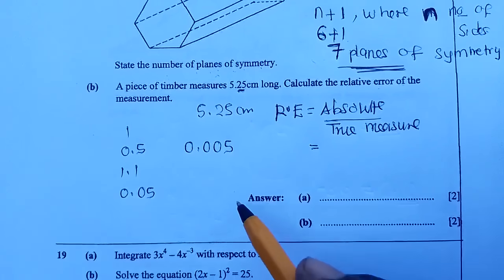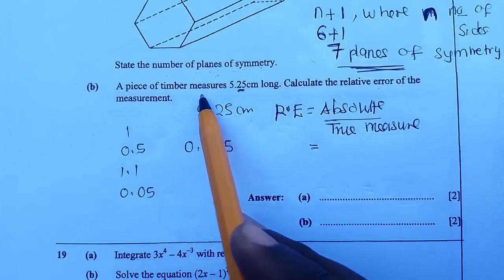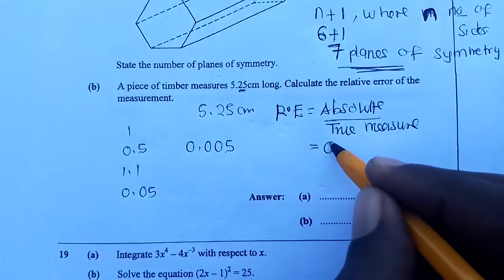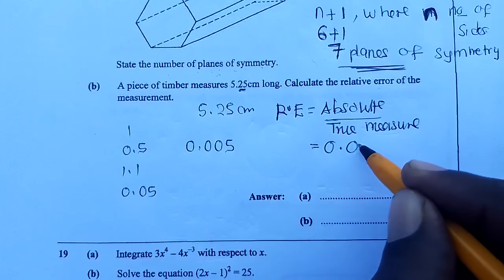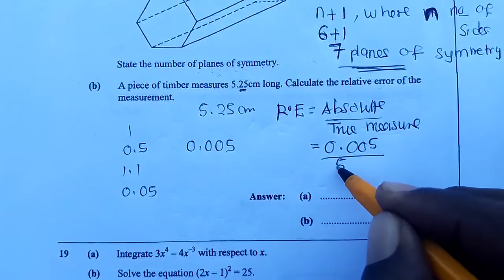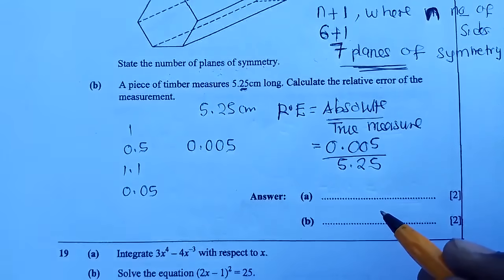Then we say over true measurement. So a piece of timber measures this. This is the true measurement which we are given. So 0.005 over 5.25. That is what we are given.